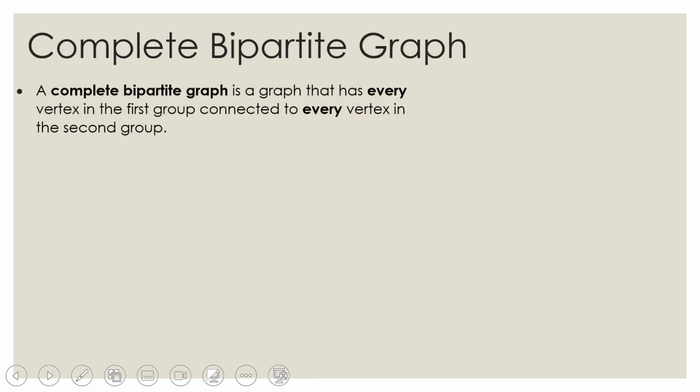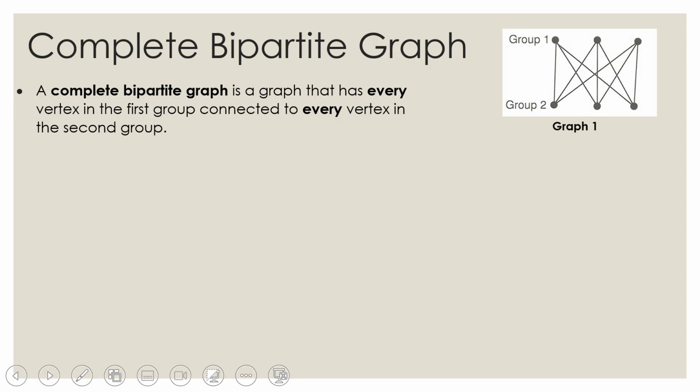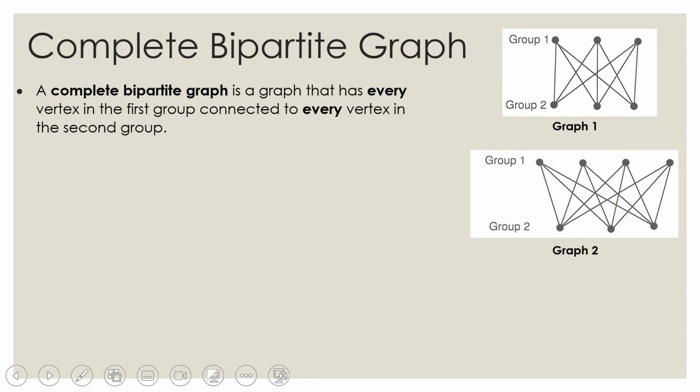All right, some more definitions. Complete, you should know what complete means at this point. So complete means every vertex in the first group is connected to every vertex in the second group. Like so. So there's 4 vertices in the top, which is connected to each one of the 3 vertices in the bottom.